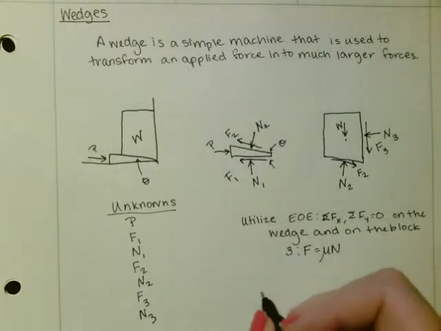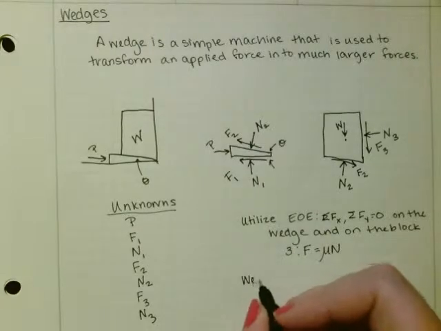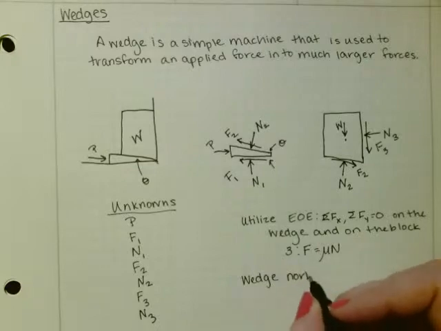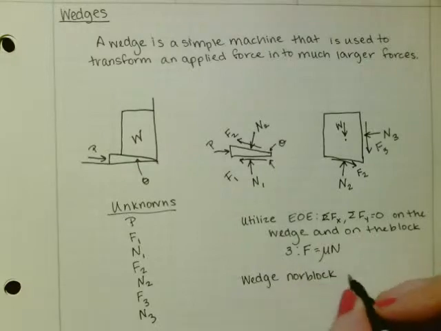And in this, we're assuming that neither the wedge nor the block will tip.